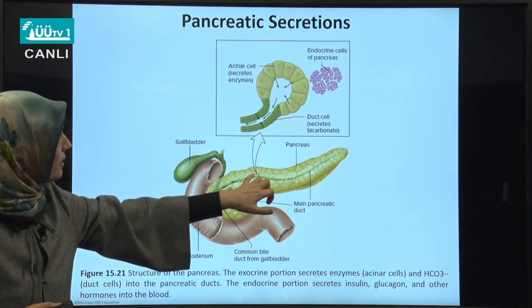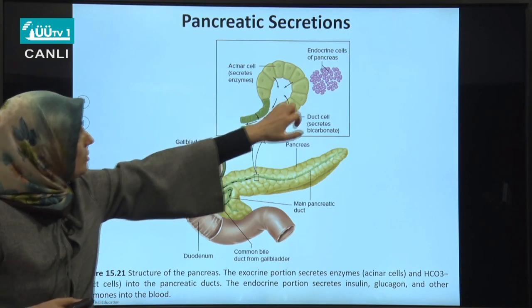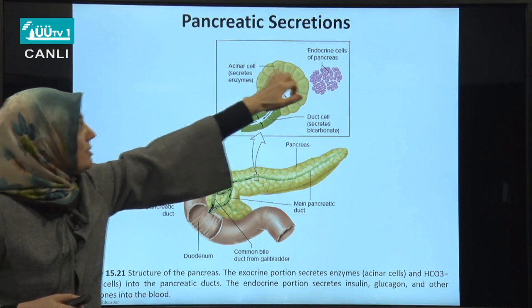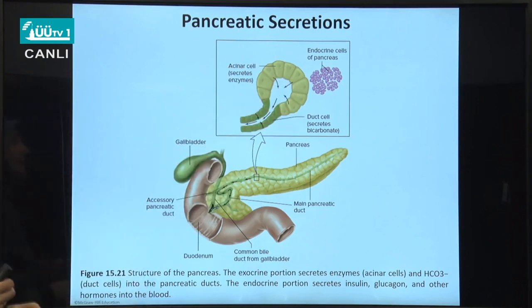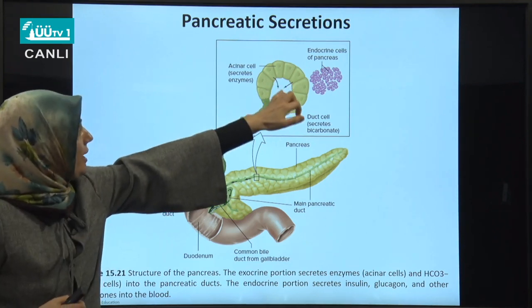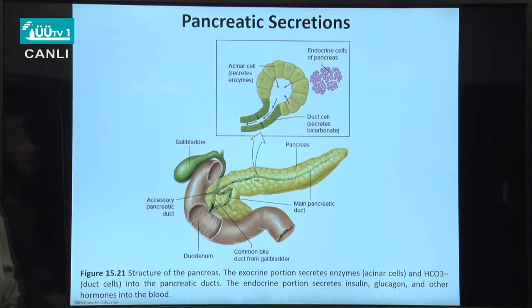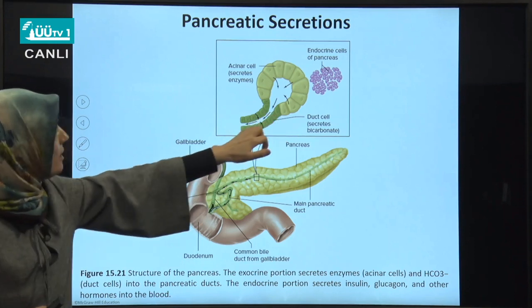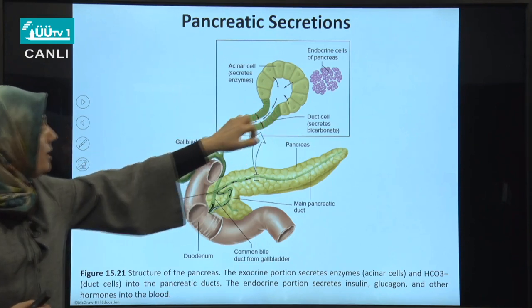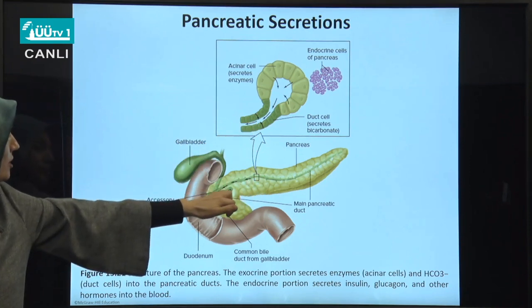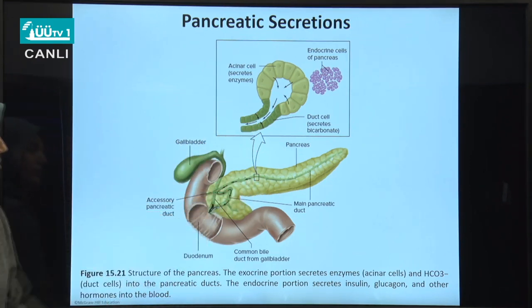Okay, so this is the duct, end of duct, lobule. So there are the cells which are called acinar cells. They are placed at the end of the duct. They secrete their enzymes into this duct lumen. And also, you see here, there are other duct cells which secrete the bicarbonate. Together, the enzymes and bicarbonate are released and travel through this duct and reach the small intestine.